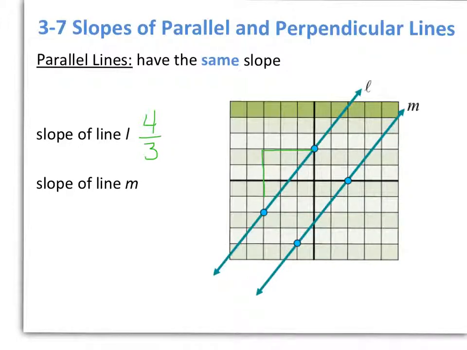Same idea for line M. If I start at the bottom point and go up 1, 2, 3, 4, and over to the right 1, 2, 3, my slope is 4 over 3. So lines L and M have the same slope, and I can say line L is parallel to line M.